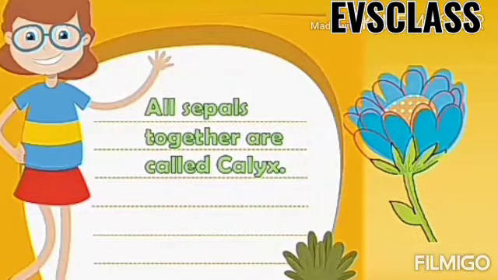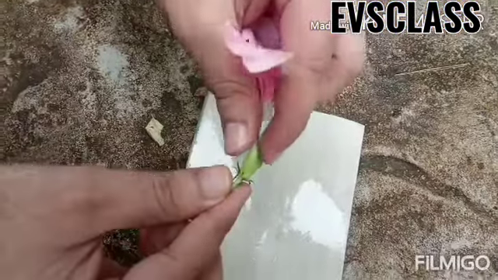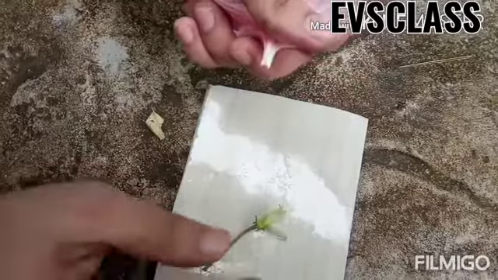All the sepals together are called the calyx. Please remember these things. See all the sepals, I kept them separately.